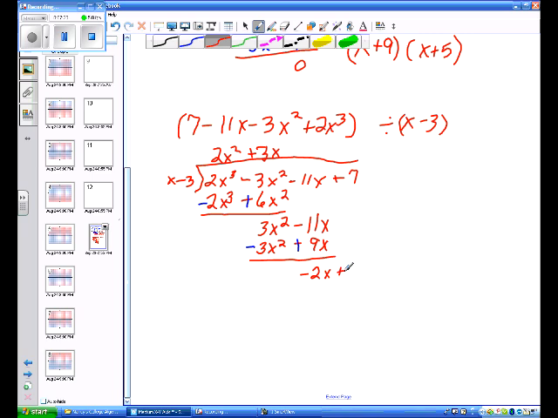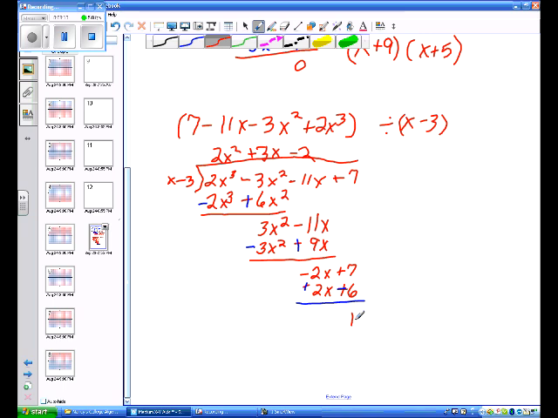We bring down the next term. Well, x times what is negative 2x? Well, negative 2. Then we multiply. Negative 2 times x is negative 2x. Negative 2 times negative 6 is positive 6. We're going to subtract, so we have to remove our parentheses, and that will change our signs because it's a negative in front of the parentheses. Then when we combine our like terms, we get 0, and 7 minus 6 is 1. So we have a remainder of 1 in this case.